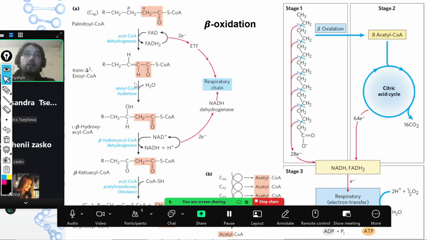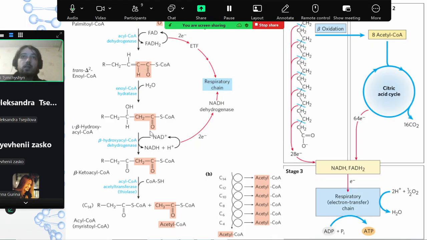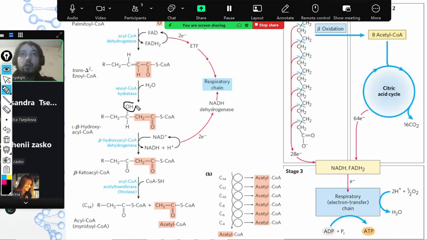Then we have a hydratase. This hydratase attaches water, so here you see the water attached to that double bond and the forming of the OH group. Then we get to the beta-hydroxyacyl-CoA dehydrogenase. This one uses NAD plus, so NAD plus to NADH. And here you see what happens. We had this OH group, and now we have this double bond.